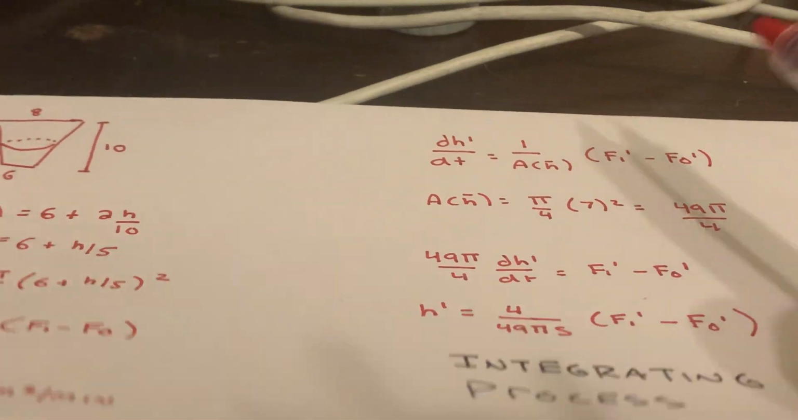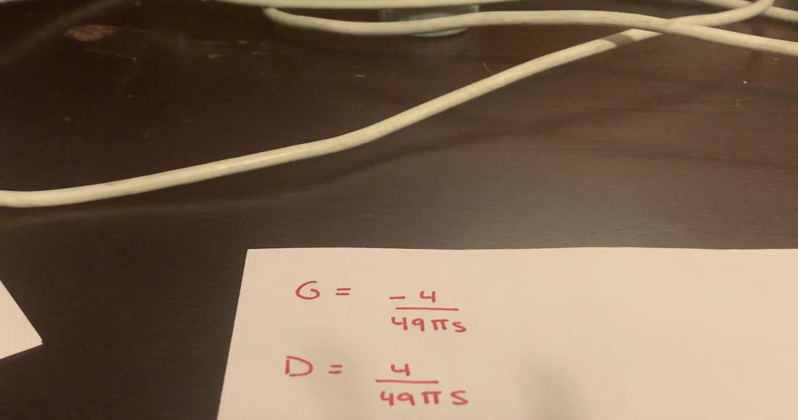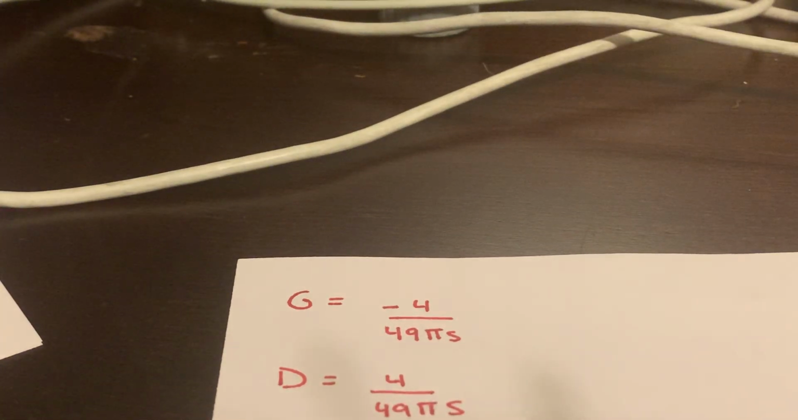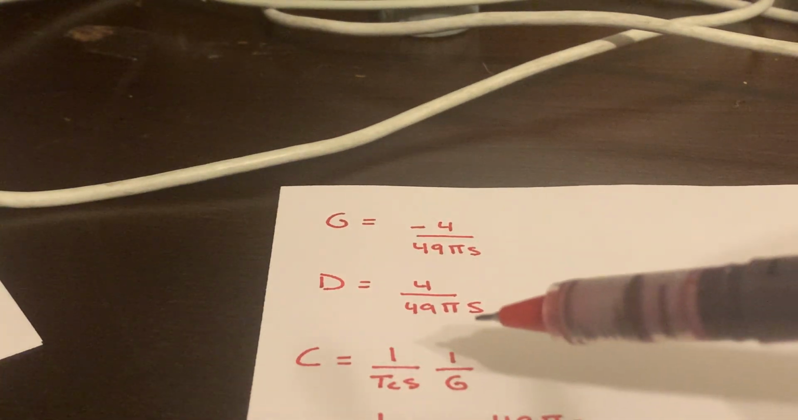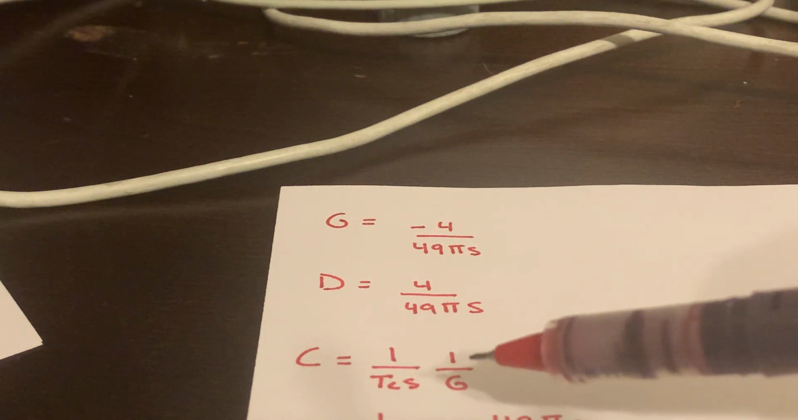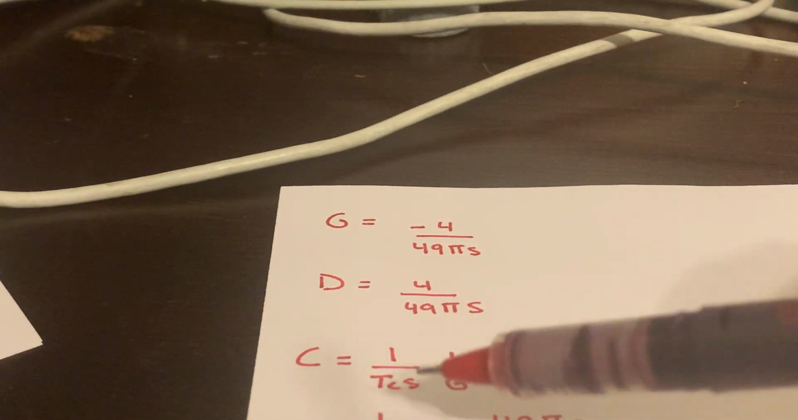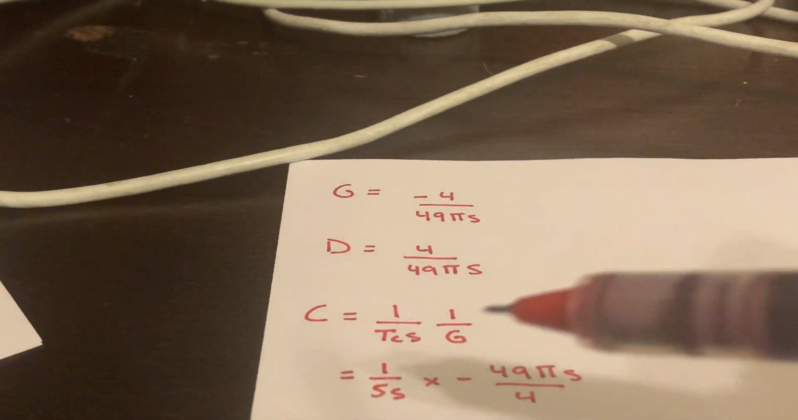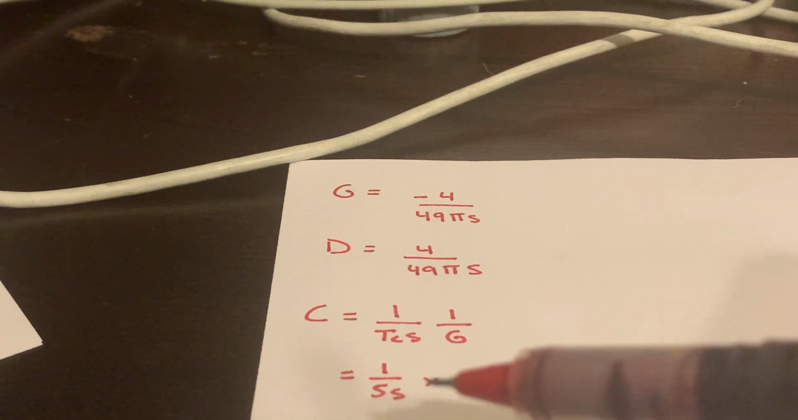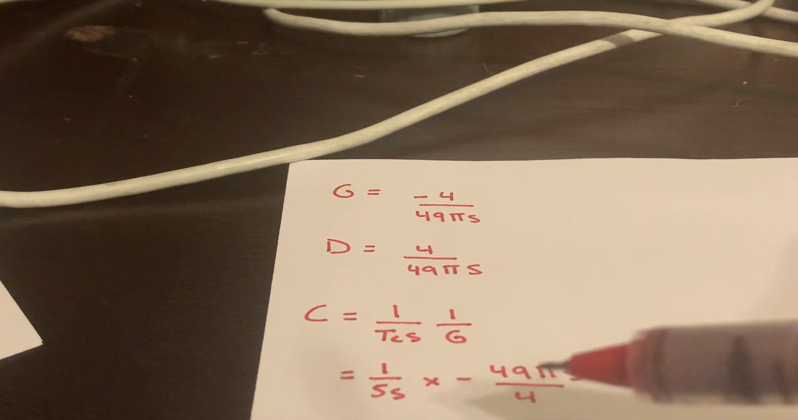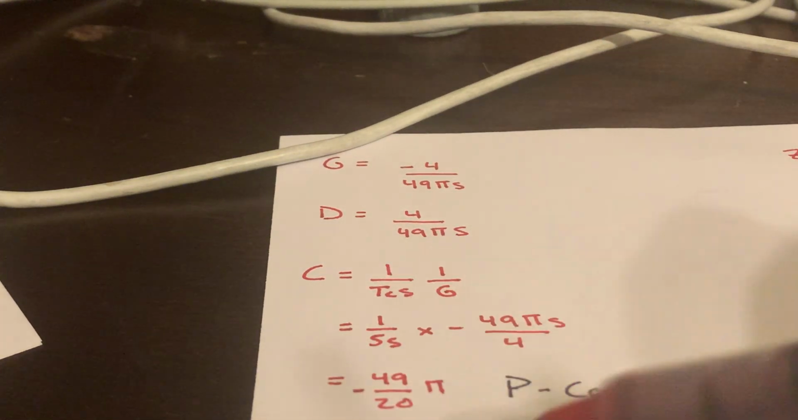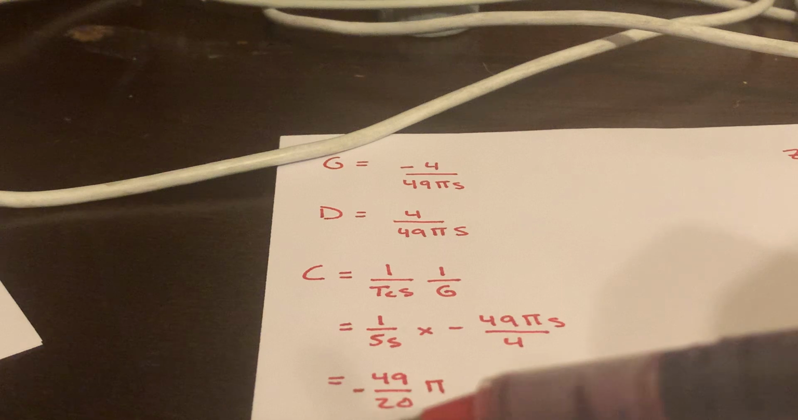So what we did before is we had two transfer functions. Actually, the g and the d are the same; one has a minus sign, one has a positive sign. Then we use the formula for calculating a controller where we invert the transfer function g and take 1 over tau c s, where tau c is our desired closed loop time constant, which in this problem we're told is 5. So this becomes 1 over 5s times minus 49 pi over 4 times s, and you get back a P controller, which is minus 49 pi over 20.